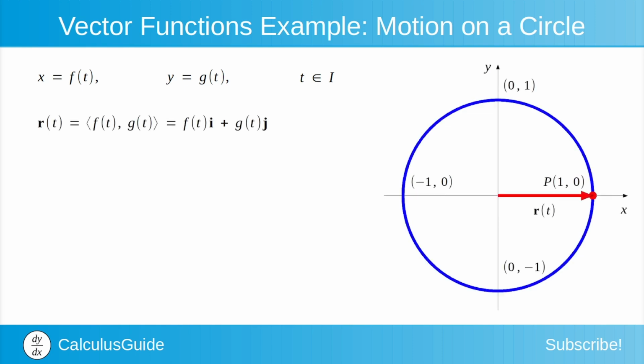The vector function r of t is equal to (f of t, g of t) in component form, and it's equal to f of t i plus g of t j in terms of standard unit vectors i and j. The functions f of t and g of t are the component functions of the vector function r of t. The vector function r of t assigns a position vector to each value of time t on the time interval I.